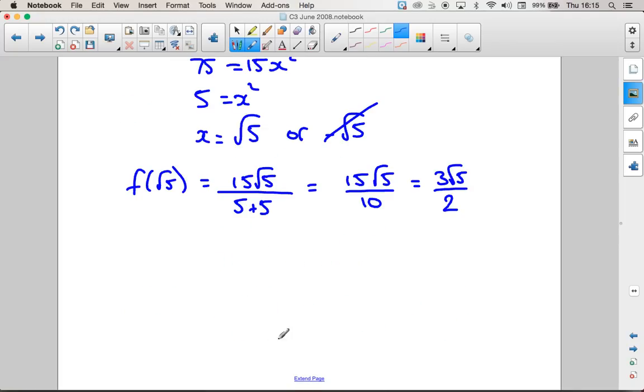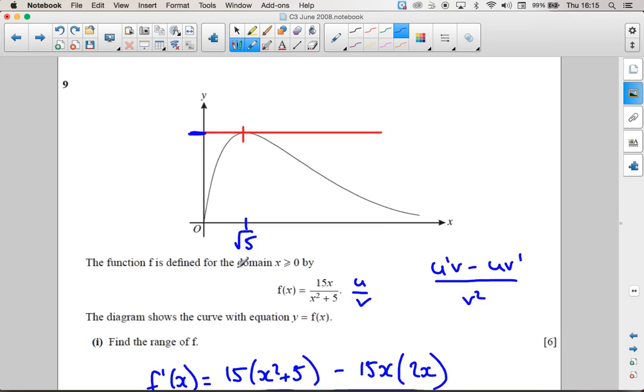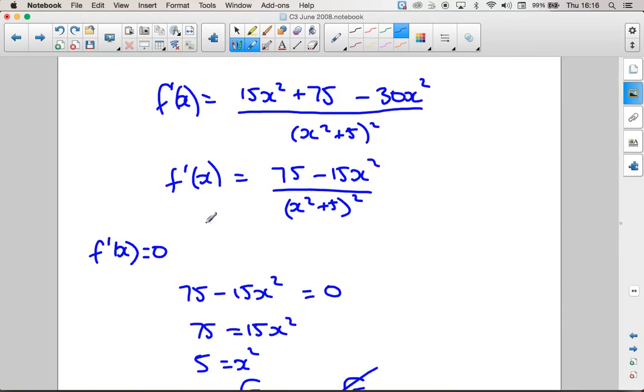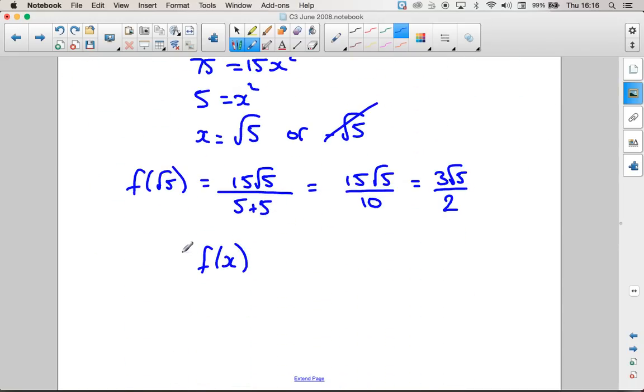So therefore the range is that f of x, well, what is it? Let's have a look. It can be 0, it can be equal to 0, but it's not less than 0, so it's more than or equal to 0, but less than or equal to the value of that turning point, so less than or equal to 3 root 5 over 2.